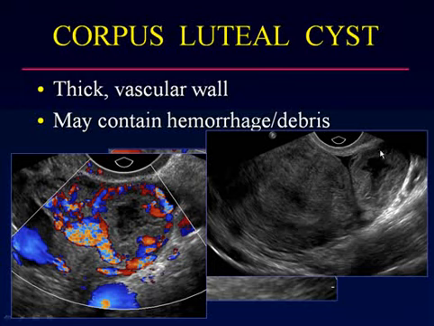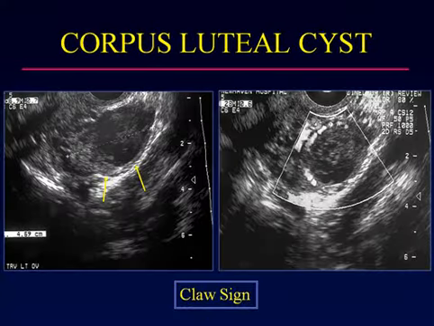The other thing is that you sometimes see this stellate or star-like appearance of a crenated corpus luteal cyst, and when you see the inside again having pointed or triangular margins as that cyst wall seems to collapse on itself, that's again a very classic appearance for the corpus luteal cyst. This is an example of the claw sign.